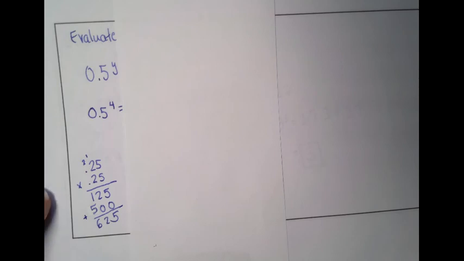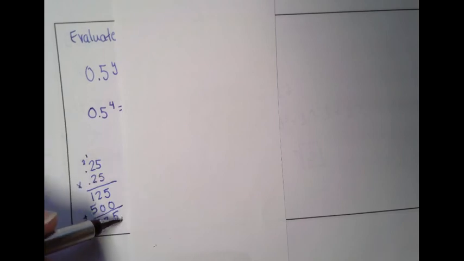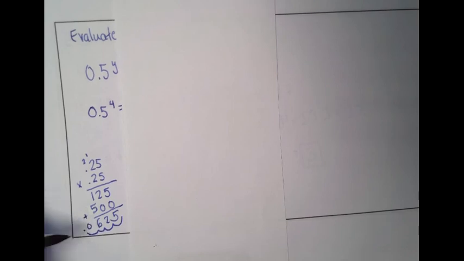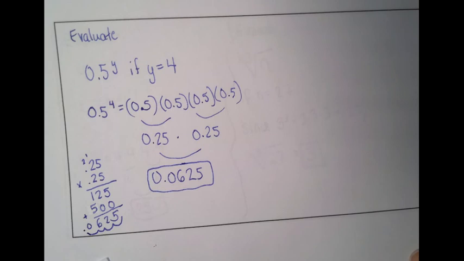So we have 0.25 times 0.25, and we just have to remember at the end we get 625, but we have 1, 2, 3, 4 places before these decimals. So I actually move the decimal 1, 2, 3, 4, which means I have to add a 0. So it's 0.0625 for my final answer for this one.